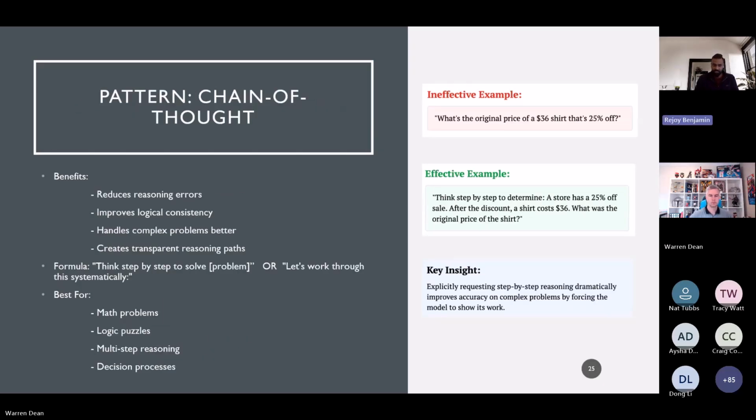This is the chain of thought pattern, and this is really helpful in math problems, logic, multi-step reasoning, and sometimes even decision processes. There was a time I remember when I wanted to change the tires of my car. I went to a shop and they gave me all of these brands to choose from, and I didn't really know what to do. So I went to ChatGPT and I gave it this full prompt.